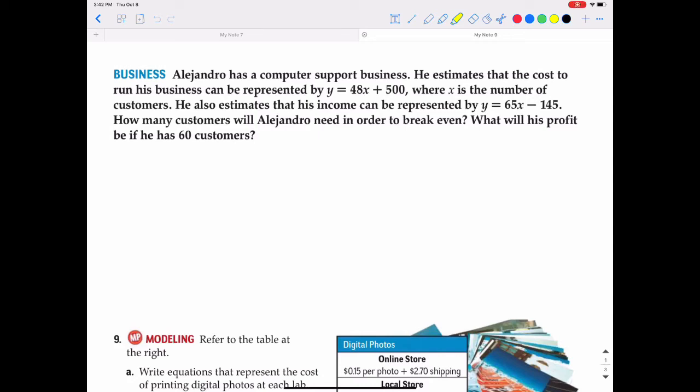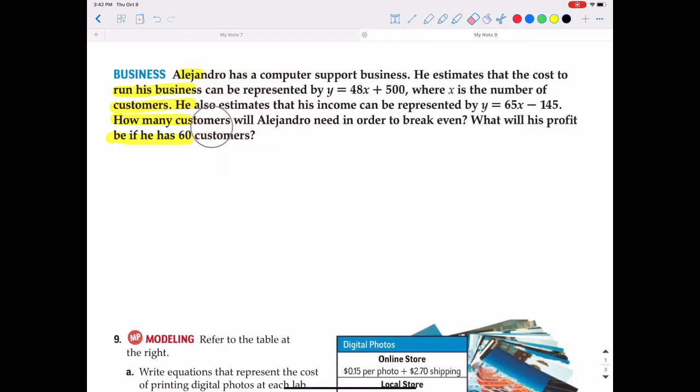Systems of equations can be used to solve word problems, particularly those word problems that have two unknown values instead of just one. Alejandro has a computer support business. He estimates the cost to run his business can be represented by y equals 48x plus 500, where x is the number of customers. He also estimates that the income can be represented by y equals 65x minus 145. How many customers will Alejandro need in order to break even? What will his profit be if he has 60 customers?